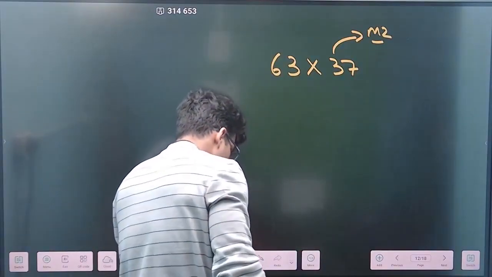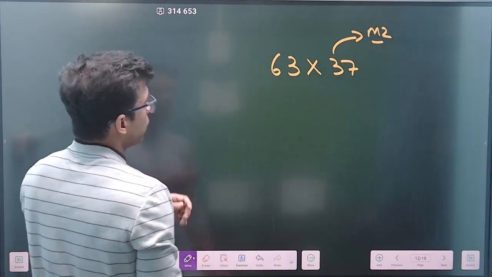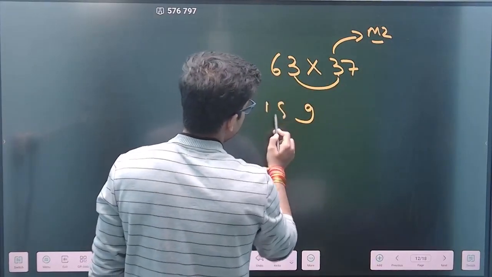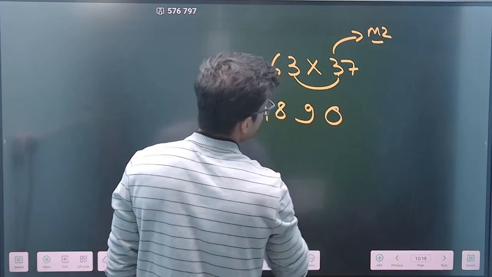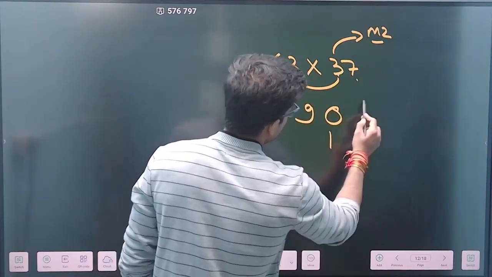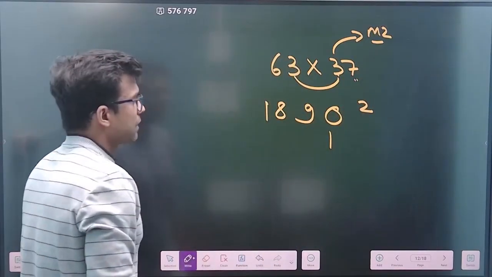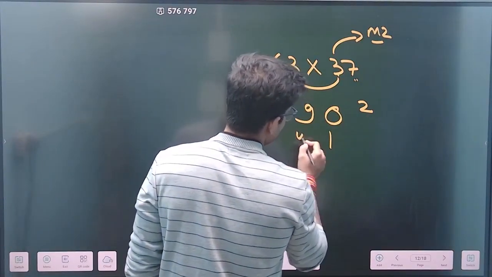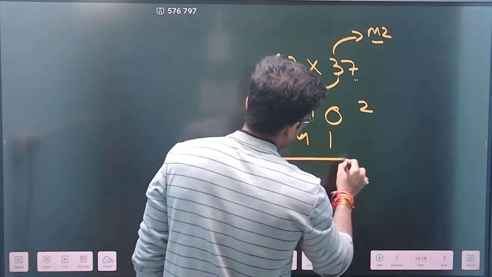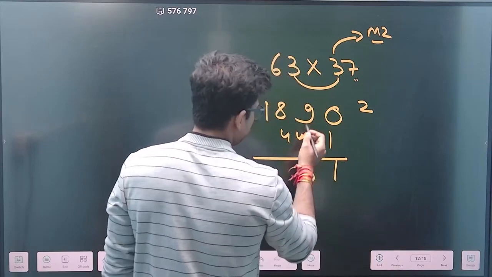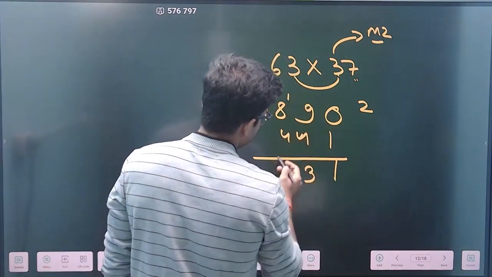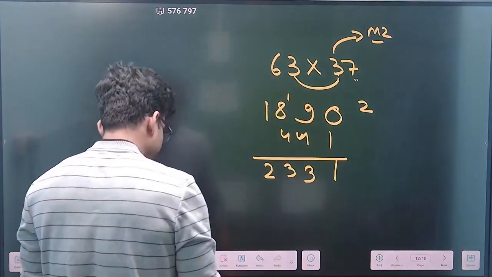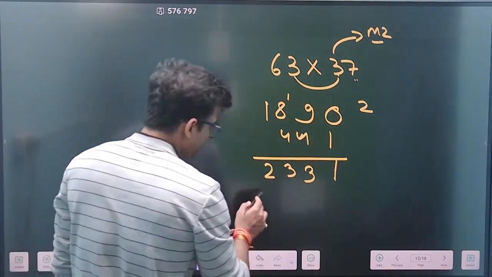Method number 2. What will we do? 3 3s are 9 first of all, and 3 6s are 18, right? 189 we have written, put 0 here. Then 7 3s are 21, 1 carry 2. 7 6s are 42, 43, 44. Then write down 44 here. Then 9 plus 4 is 13, 8 plus 4 is 12, then again 13, then 2331. This is another way of solving.